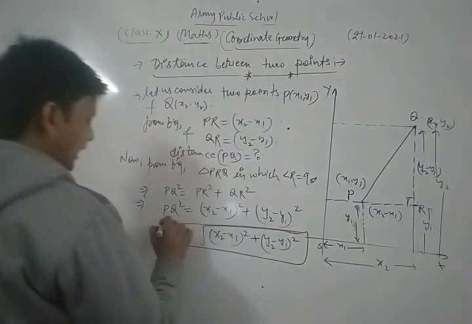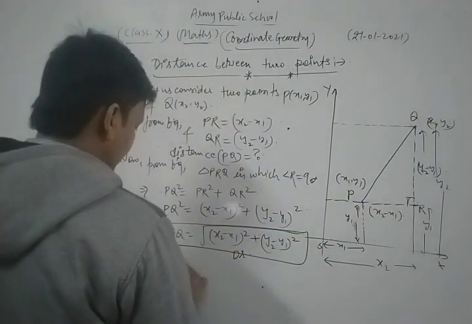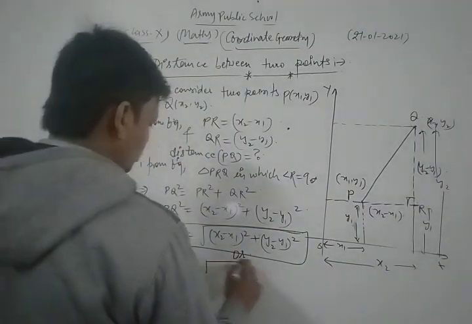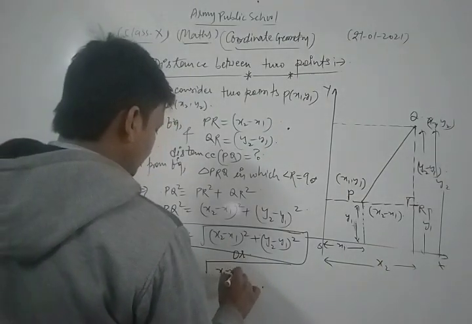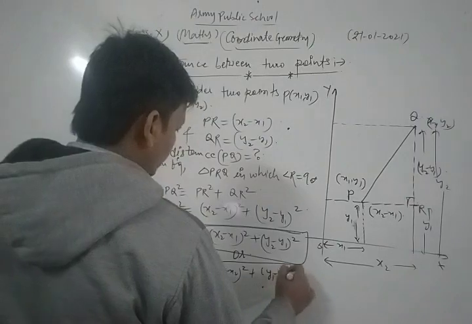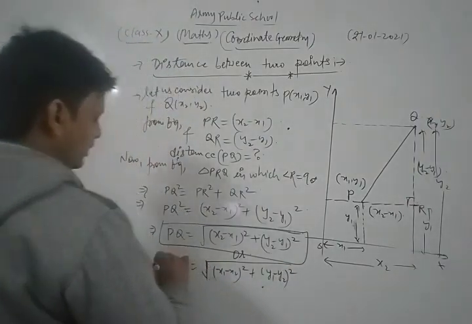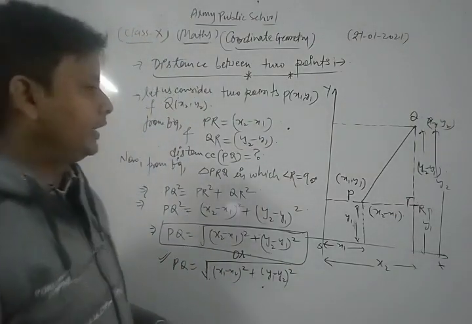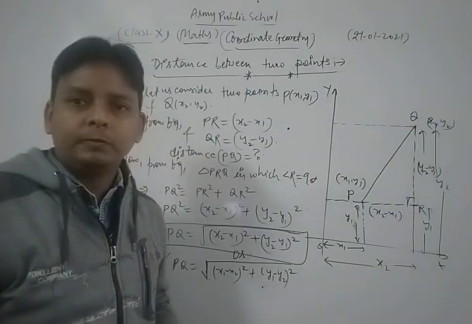Dear friends, we can write this formula in this way also, or we can write PQ square 2. We also write x1 minus x2 whole square plus y2 minus y1 whole square. Okay, so both are the same formula to find the distance between 2 points.